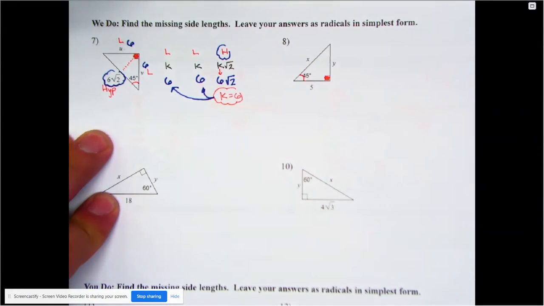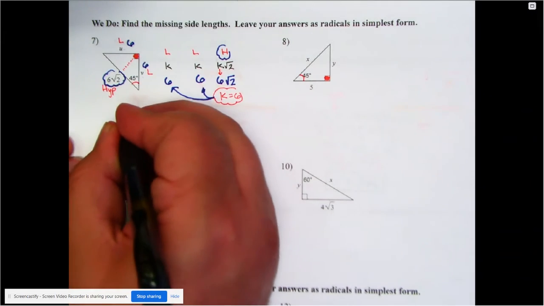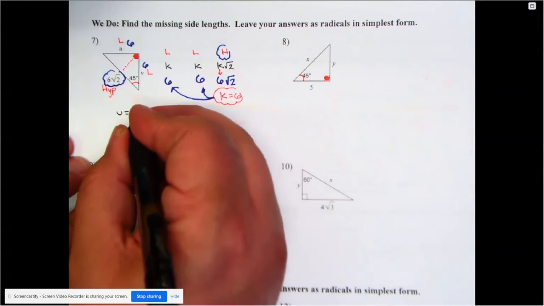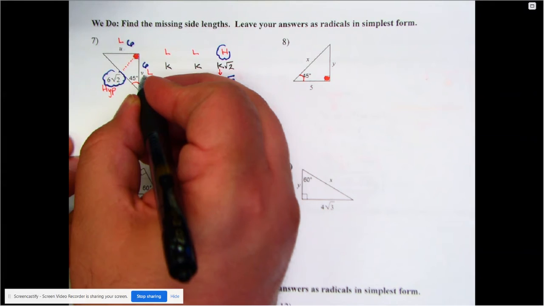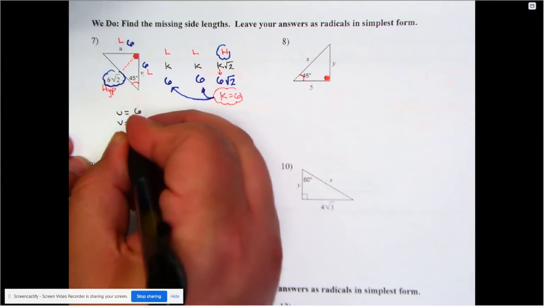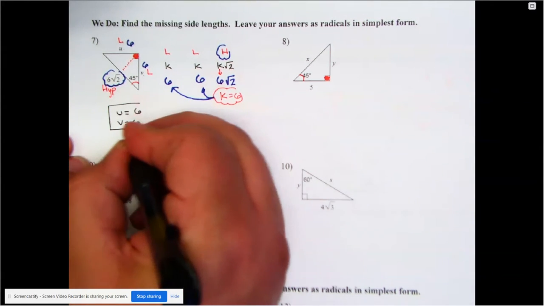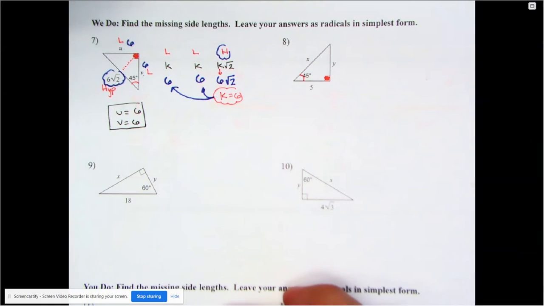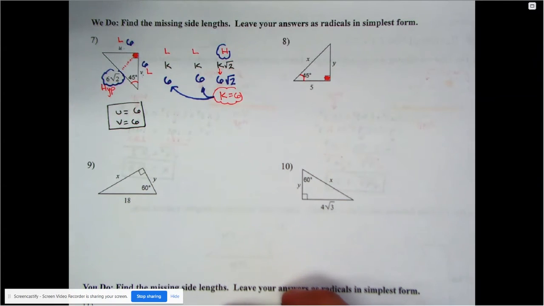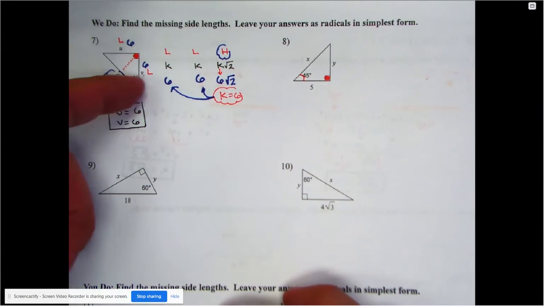And now I can answer the question. The question is, what does U equal? 6. What does V equal? Well, there's a 6 there. And those are the two answers they had been looking for. But we use the rule instead of that formula that we had in the past. We're using a rule to help guide us in trying to find these answers.